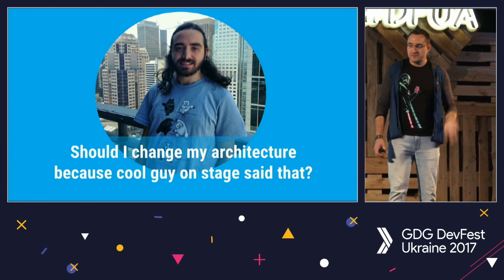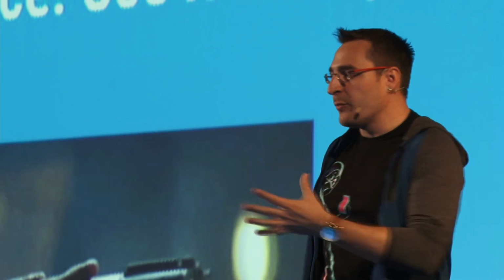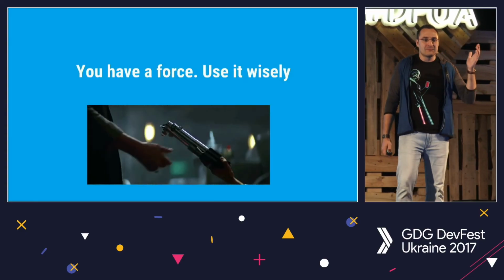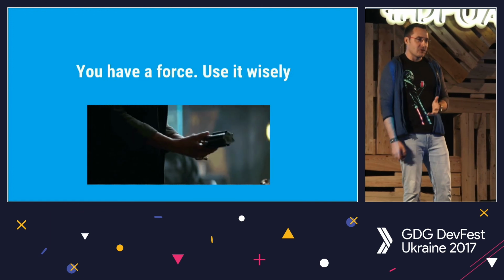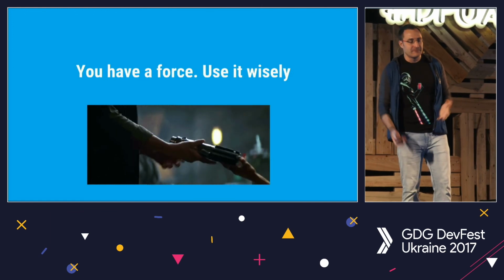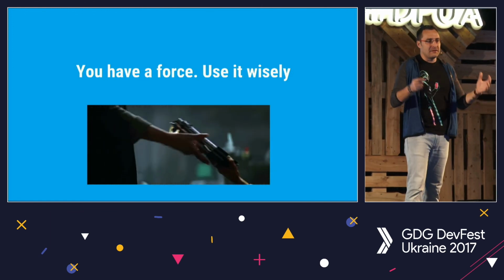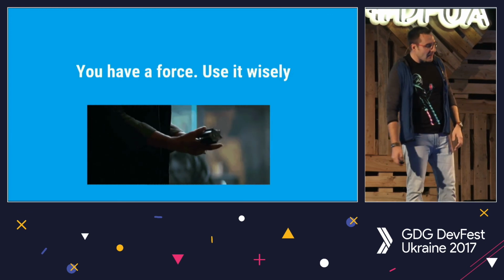So if someone on the stage, like a guy like me, says, hey, this is the way, it's not necessarily so. Take it with a grain of salt, always double-check it. You have the whole power of deciding what is right for you or what is not, and you need to justify, of course, what is right and why you decided on this architecture over another one, and use it wisely.